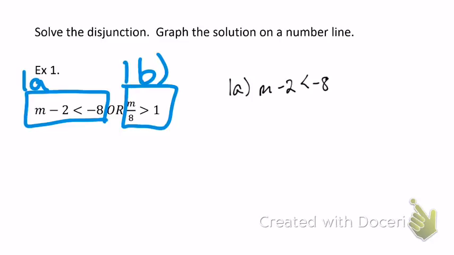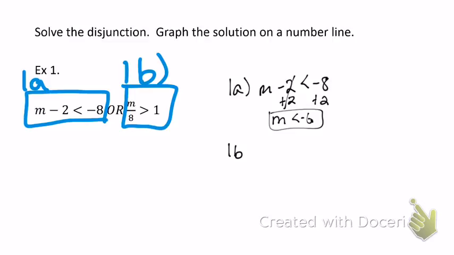So the nice thing about disjunctions and conjunctions is the equations tend to end up being a little bit shorter. So, I mean, we know that the way we get rid of minus 2 is plus 2 on both sides. Negative 2 plus 2 is 0. Got m is less than negative 6. And hey, that one was real easy.